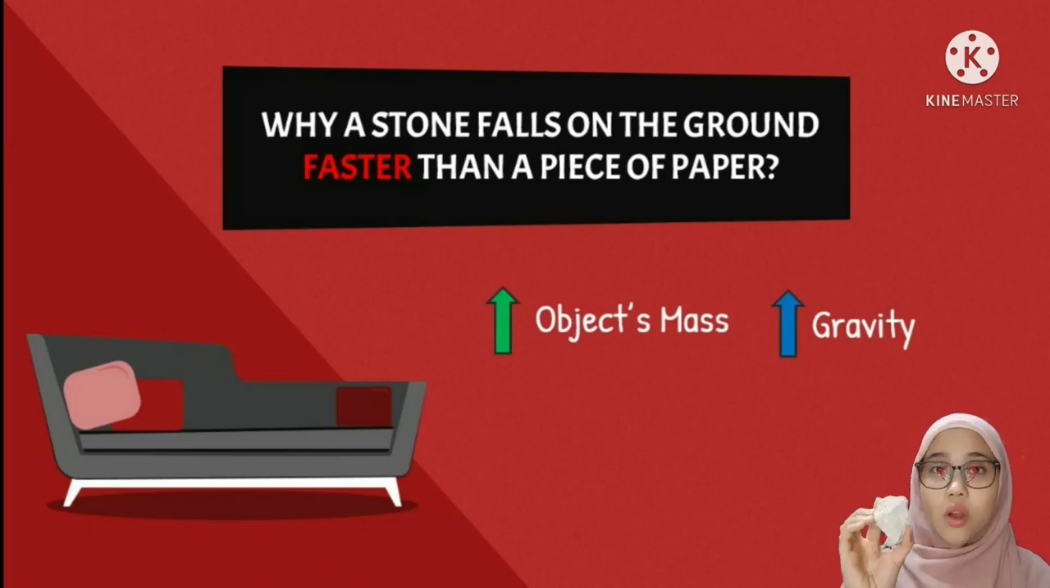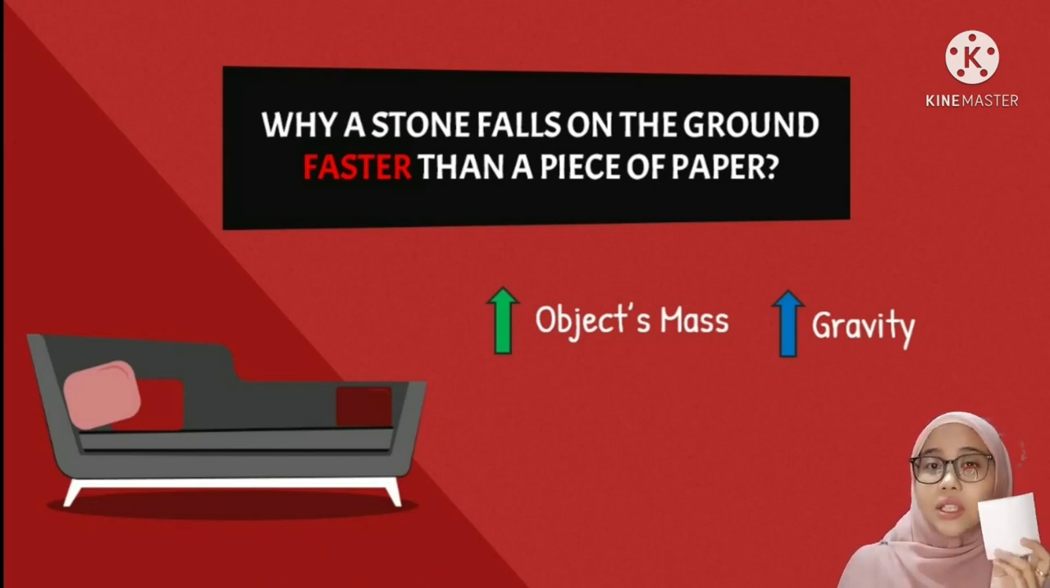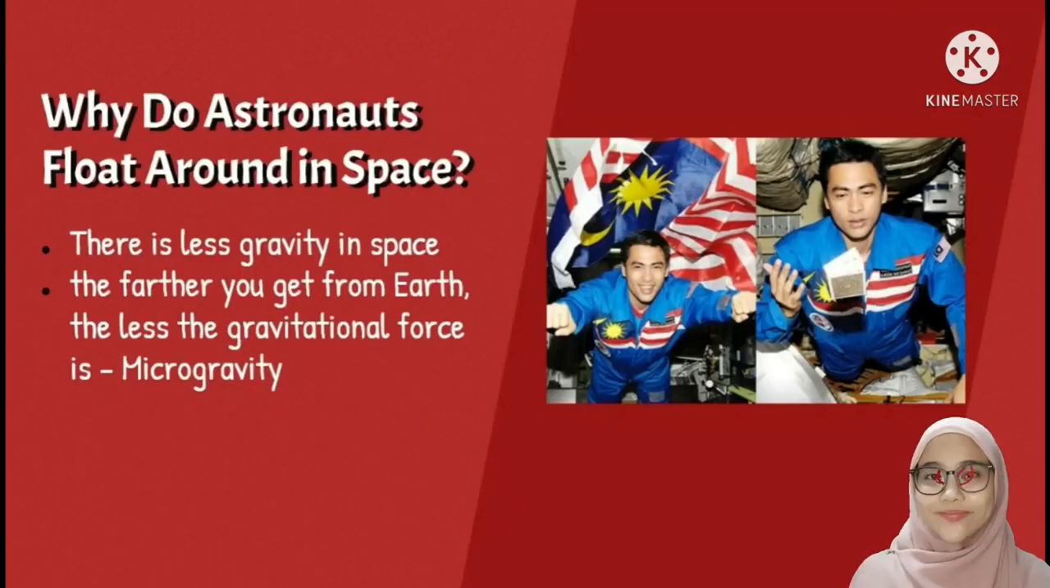Why does a stone fall on the ground faster than a piece of paper? This is because the bigger the object's mass, the more gravity it will have. The smaller the mass of the object, like the paper here, the less gravity it will have. So why do astronauts float in space? That's because there's less gravity in space. Everyone knows that the farther you get from Earth, the less the gravitational force is. Well, astronauts are so far from the Earth that gravity is very small. This is why NASA calls it microgravity.